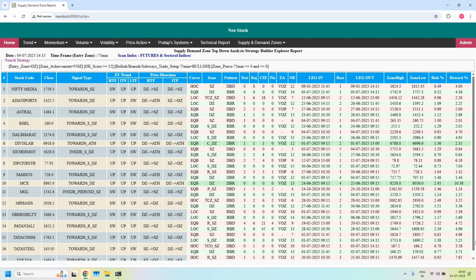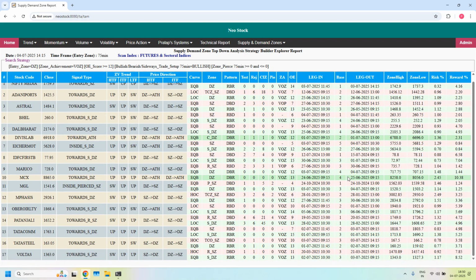In all the stocks, entry time frame zones are 75 minutes demand zones because it is bullish trade setup. Okay, I'm scrolling the list down. So total 17 stocks are filtered. All are supporting bullish trade setup for weekly income trade. Entry time frame zone, 75 minutes demand zones.